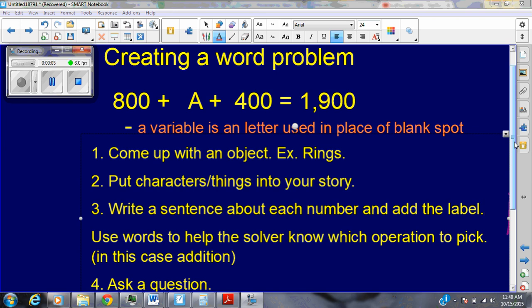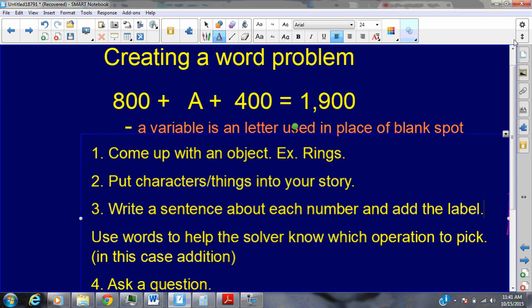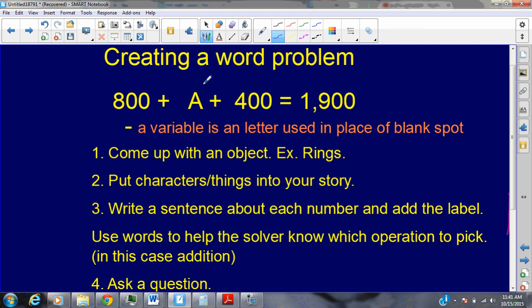Creating a word problem. Today your homework is to create a word problem to match an equation that you are already given. So today I'm just going to use the sample problem: 800 + A + 400 = 1,900. Now, as you notice, I have this letter here.